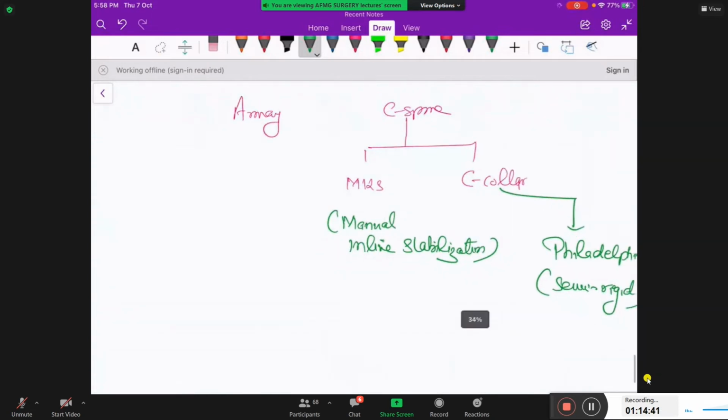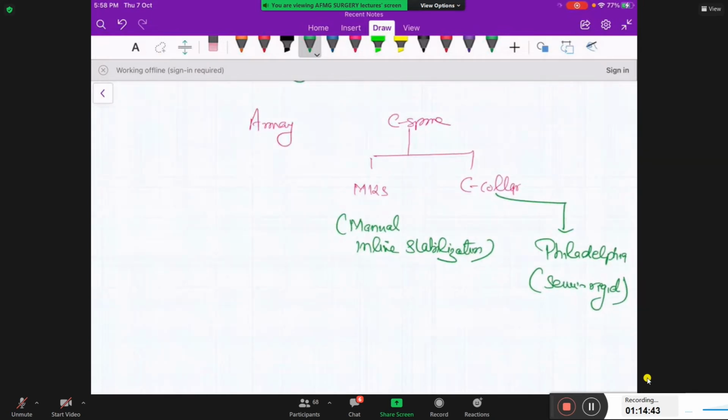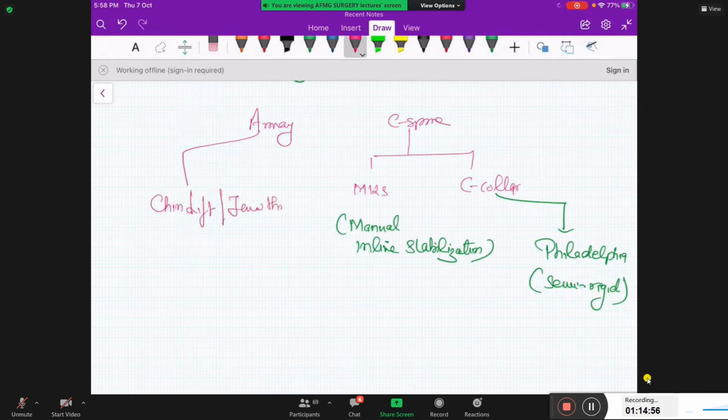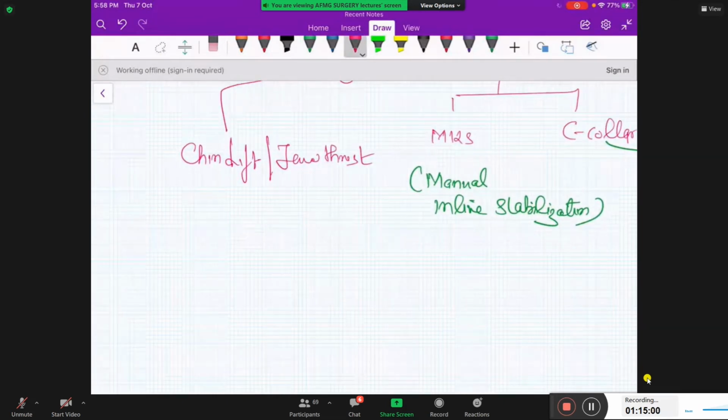Now for taking care of the airway, we have chin lift, jaw thrust. We have chin lift, jaw thrust. We can lift the chin.